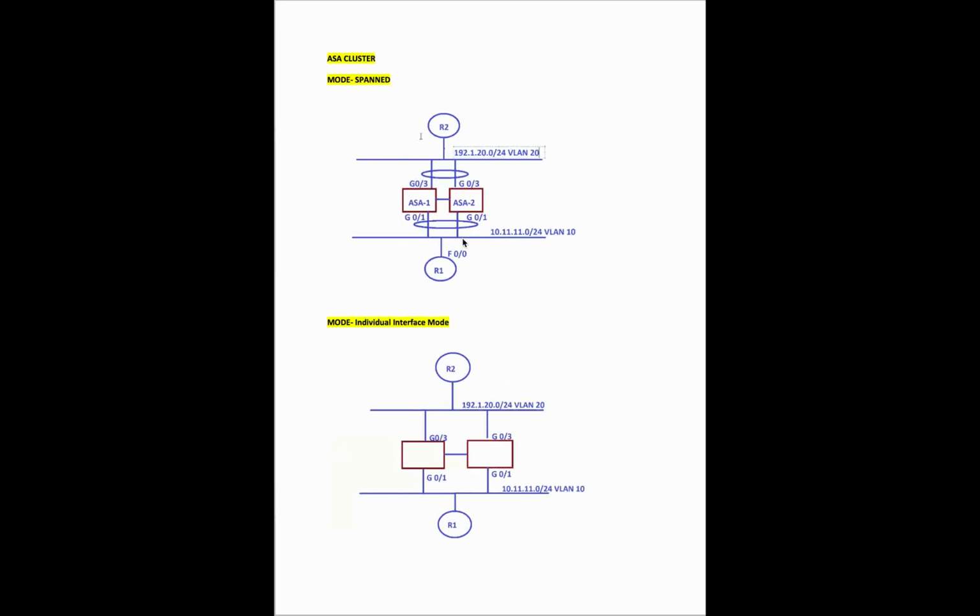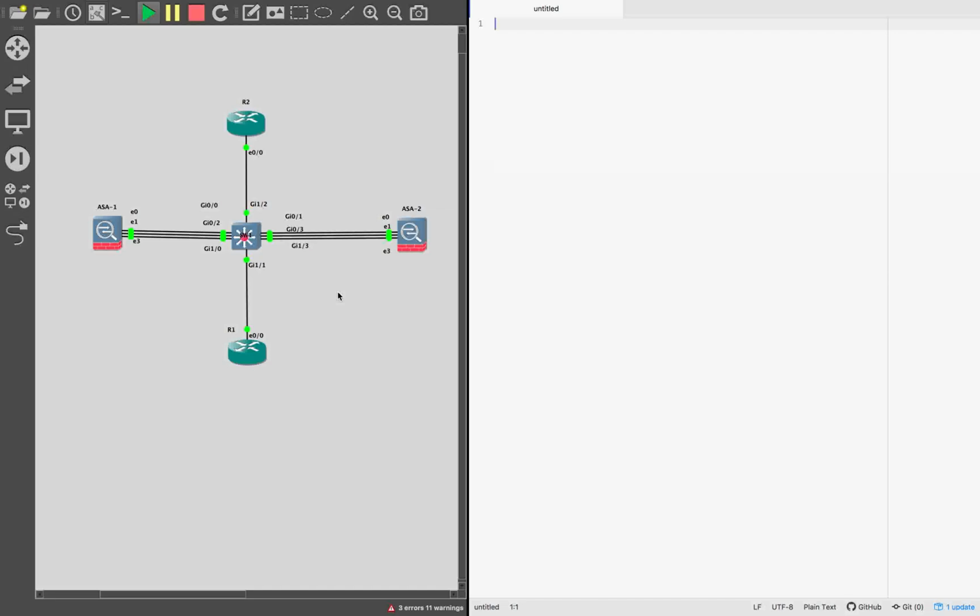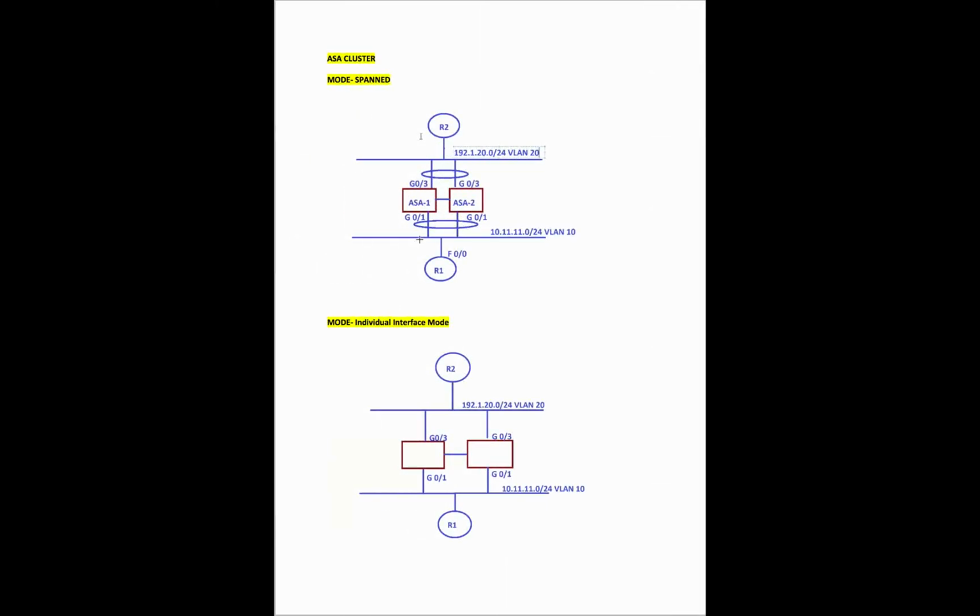So let's start with the span mode, and let's start by constructing my basic topology. This is my logical topology, and this is my physical topology, which I put up in GNS3. I have two routers, R1 and R2, the same ASAs, ASA1 and ASA2, and a switch which connects all of them. Now, how do I convert this physical topology into this logical topology? We're going to use VLANs for that.